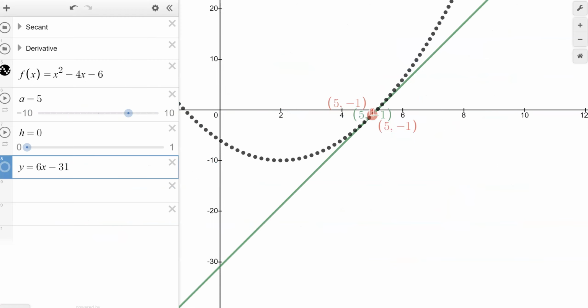And so we go back to Desmos, and you can see that was our tangent. If I plug that right in, you see it overlaps perfectly. It comes back here at -31. That was our y-intercept. So that is the slope of our line, which is 6, and the equation of that line is y equals 6x minus 31.